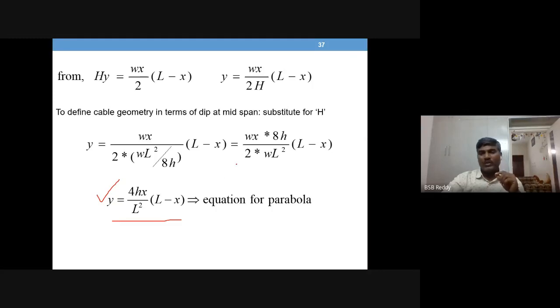Okay, right. So if you want to talk in terms of horizontal reaction, this is the equation. Okay, for the purpose of expressing the y equation in terms of sag value, we have converted the h value here. We have substituted for h and you got this equation. Okay, got it.